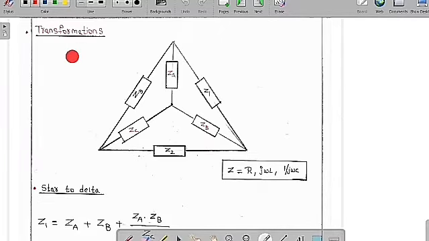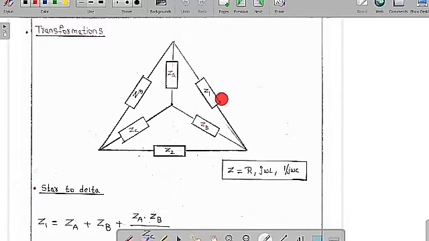So now we are going to see the transformations from star to delta and delta to star. Up to now we have learned how to convert a practical voltage source to a practical current source, or a practical current source to a practical voltage source. Now we are going to see how the loads can be converted from a star connection to a delta connection. So this is called the star connection and this is called the delta connection.